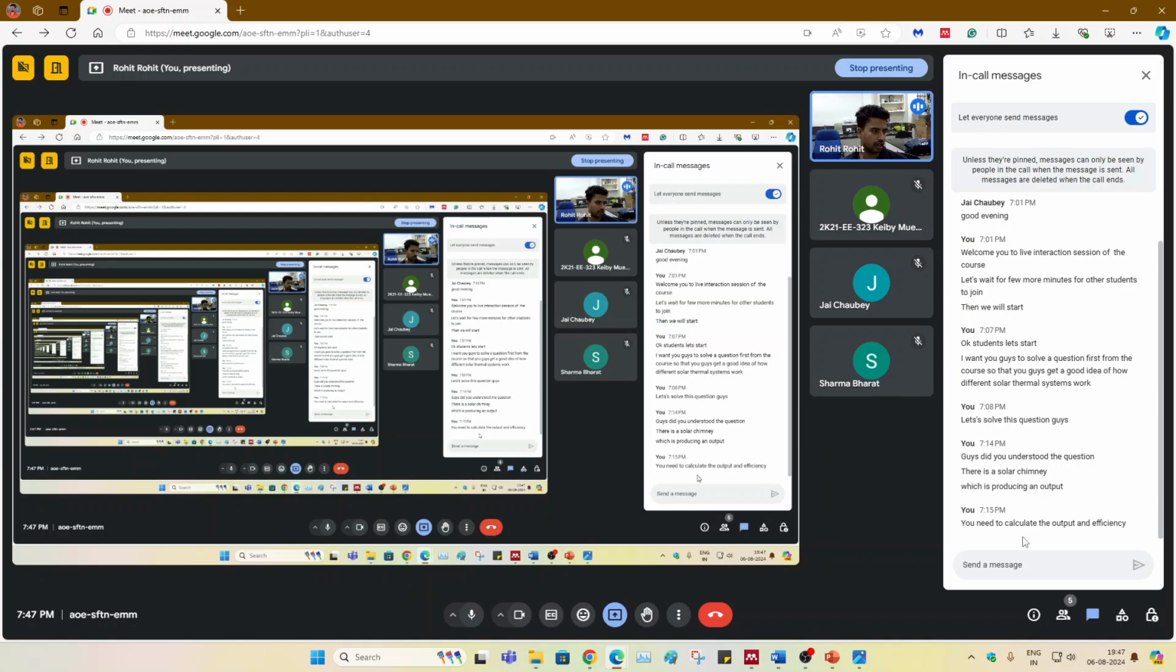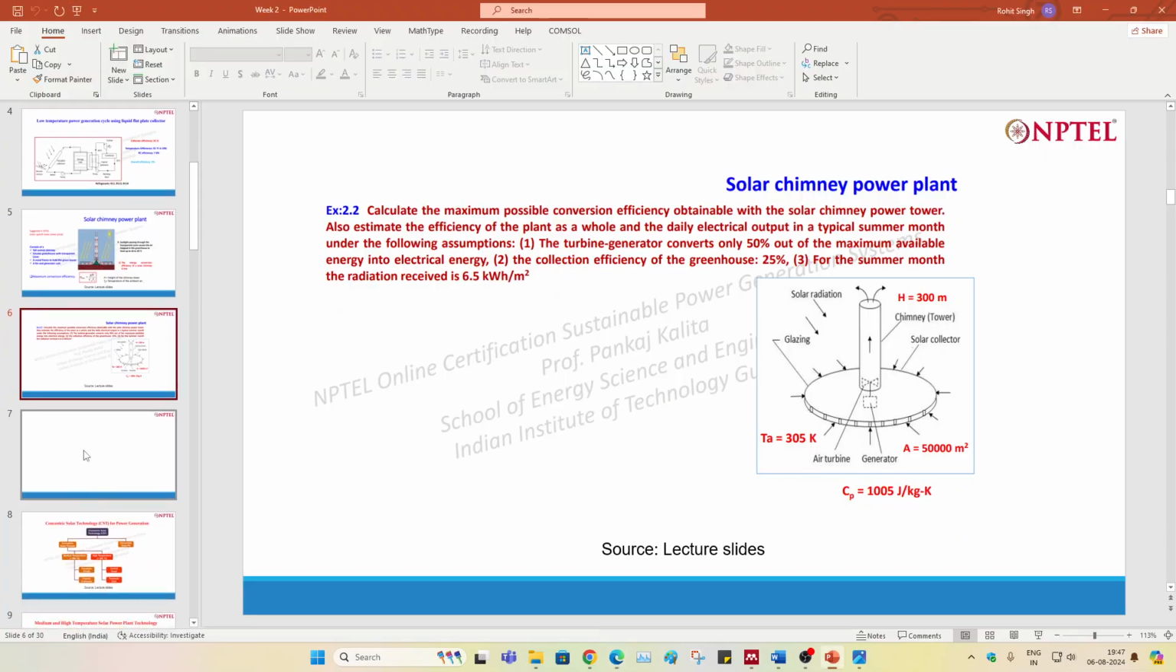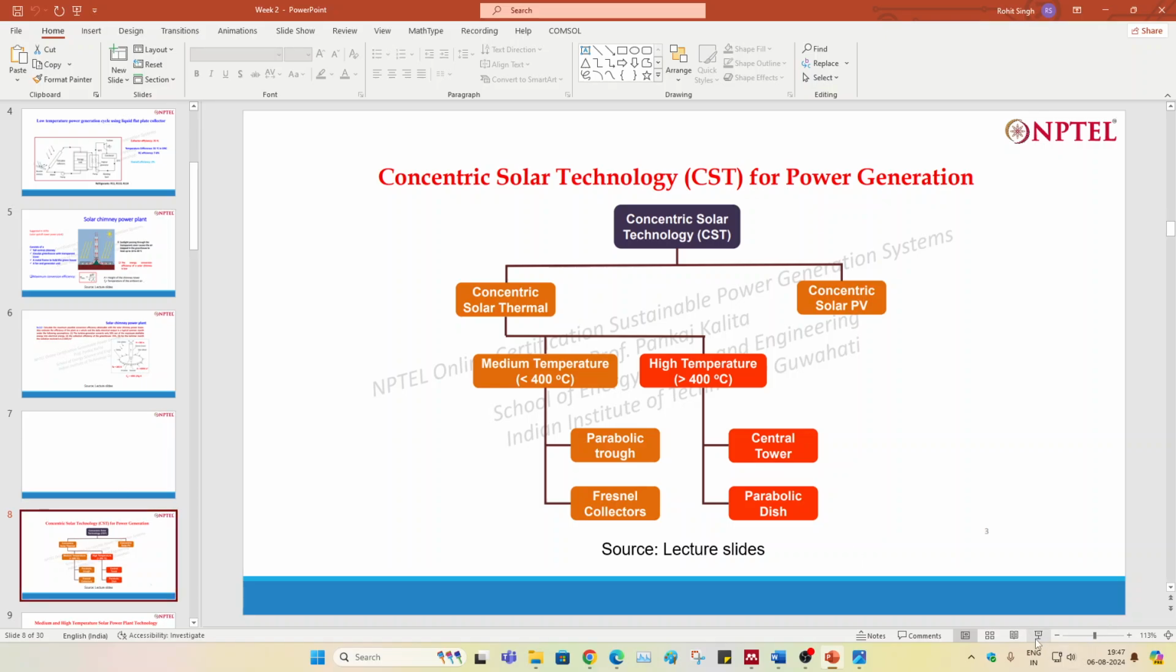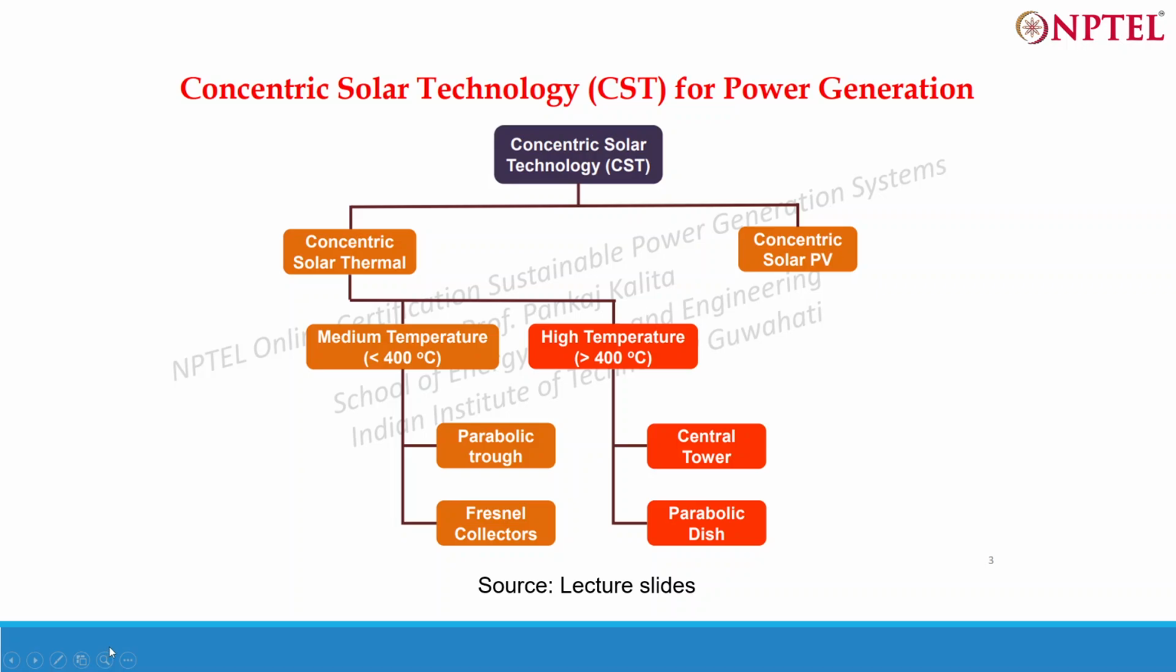We can move ahead with the different things in the lecture slides. Okay, so I just had this blank slide. Another thing you need to know is concentrated solar technology for power generation. Concentrated solar technologies are different from photovoltaic generation. Next week you will understand photovoltaic power generation, which mainly focuses on generating electricity directly from solar energy. So I should write it down here.